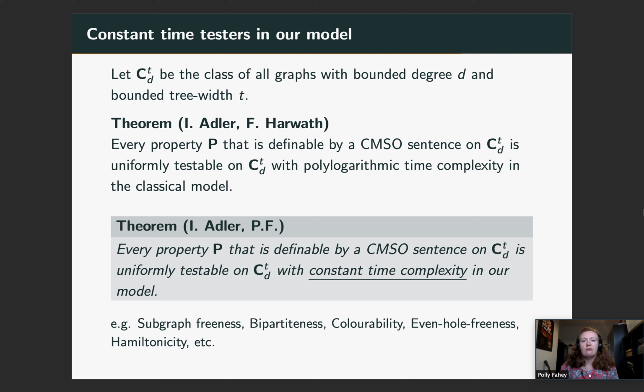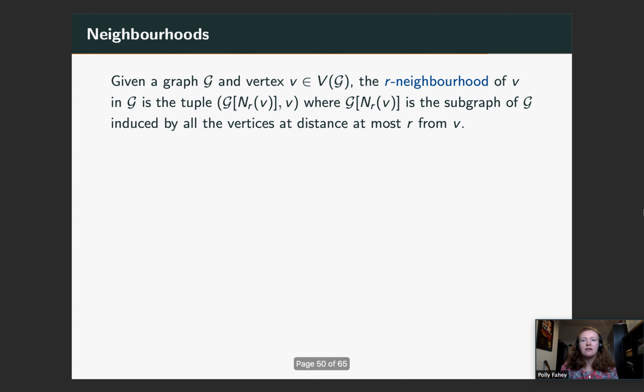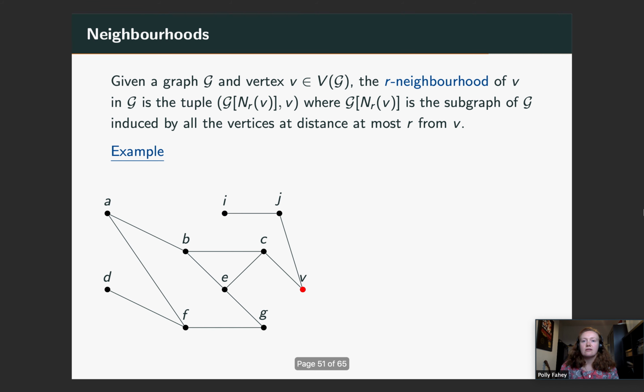I'm now going to give you a very brief idea of how we prove this, but before we do that, I just need to define neighbourhoods. Okay, so given a graph G and a vertex V from G, the R neighbourhood of V is the tuple that contains the subgraph of G induced by all the vertices at distance at most R from V, and then V itself. So let us look at a quick example.